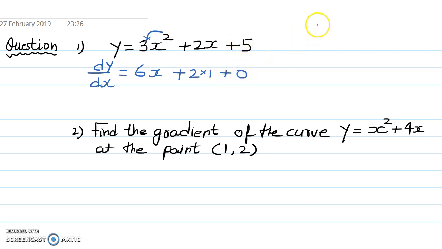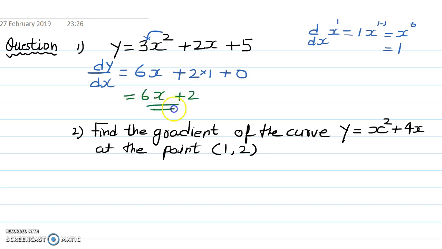I can explain why differentiation of x is 1. Suppose x to the power 1, so let's write 1 here. 1 is coming forward, 1x, and 1 minus 1 is 0, so x to the power 0 means it is 1. That's why we have written 1 here. So dy by dx is 6x plus 2. That's your answer.